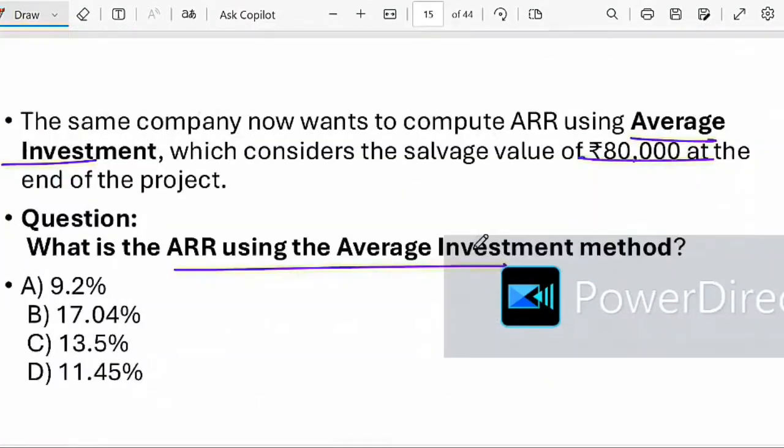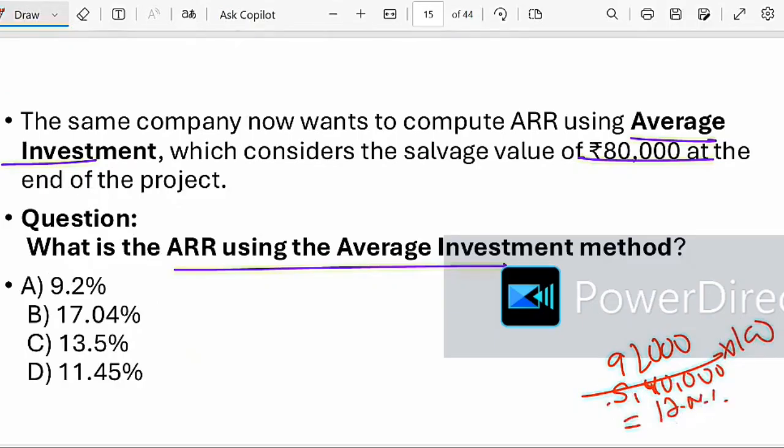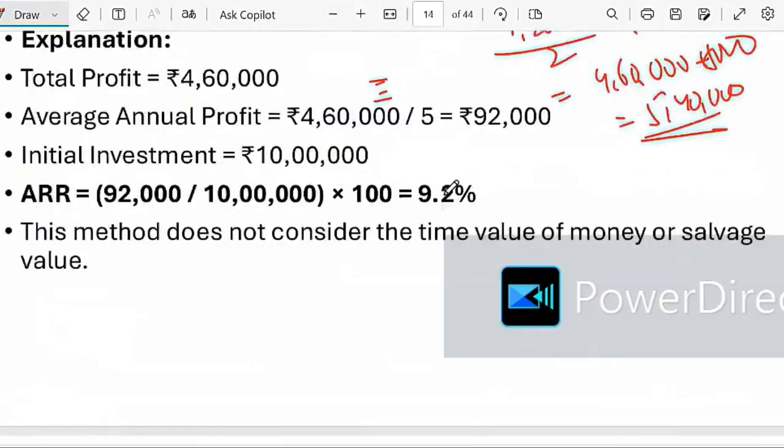And what is your average profit? Average profit is 92,000, I think. Yes. So 92,000 divided by 5 lakh 40,000 multiplied by 100, right? So how much is it? 17.04%. Yeah, 17.04% is the correct answer. In the previous question there was some mistake. I will correct it again. So this is how you have to use this formula.